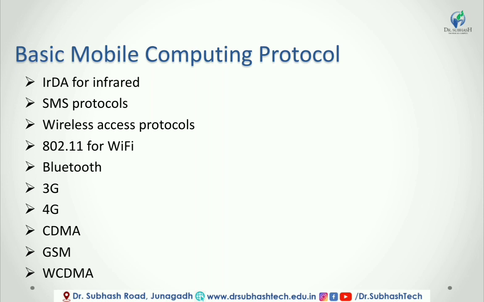Next protocol is WCDMA. Wideband Code Division Multiple Access is an ITU standard derived from CDMA, officially known as IMT 2000 Direct Spread. WCDMA supports mobile voice, image, data and video communication at up to 2 Mbps for local area access or 384 kbps for wide area access. A 5 MHz wide carrier is used, compared with a 200 kHz wide carrier for narrowband CDMA. So these are the basic mobile computing protocols.